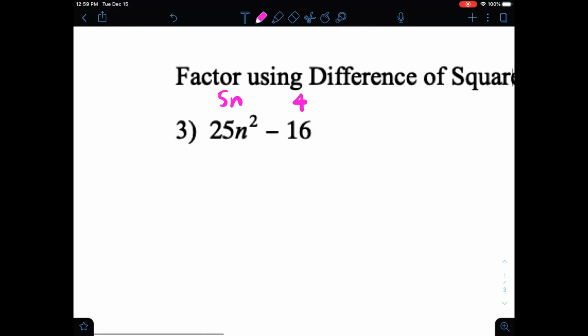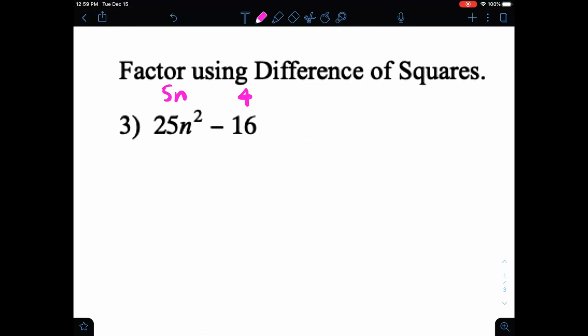The way this is going to factor, it's not really anything I can teach. It's just kind of a pattern. We're going to make our binomials multiplied here. The first term's going to go here. The last term's going to go here. And we're going to put a plus and a minus between them. That's just what it is.